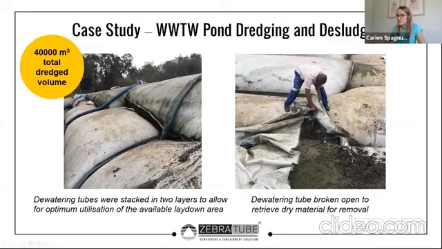This is a specific project that we've done in South Africa. It's one of the largest projects that we've ever done. It was 40,000 cubic meters total dredged volume. And there was at some point also a large number of bags that were stacked on top of each other. So that is just my 5 minutes on what is ZebraTube.